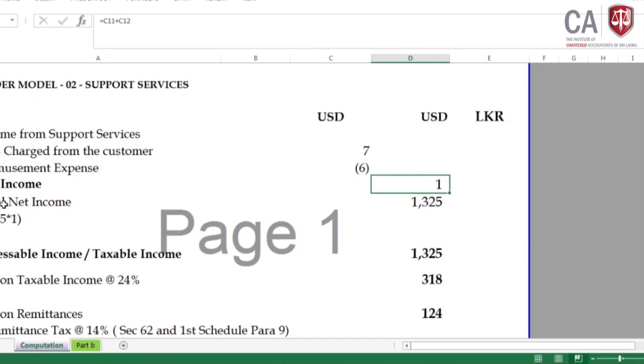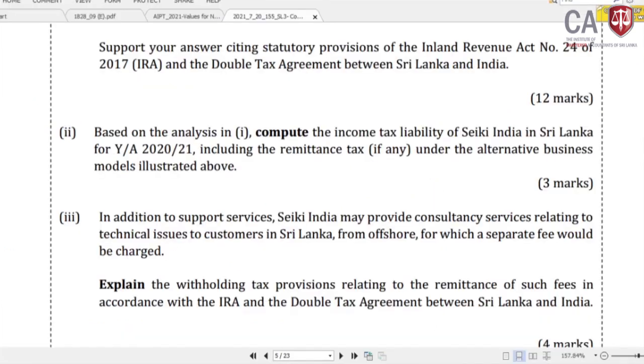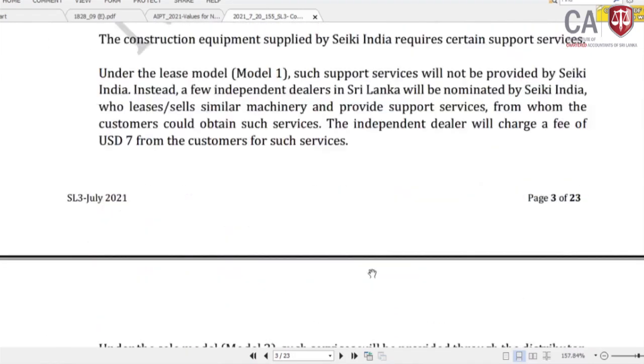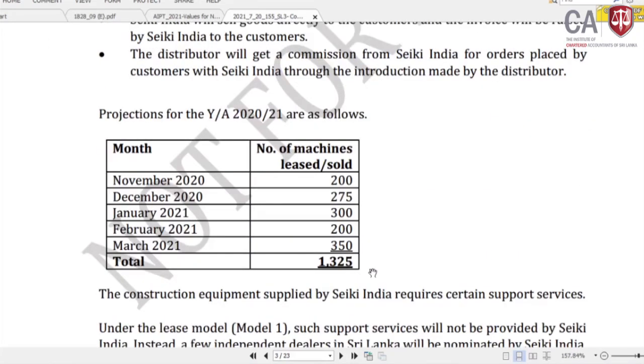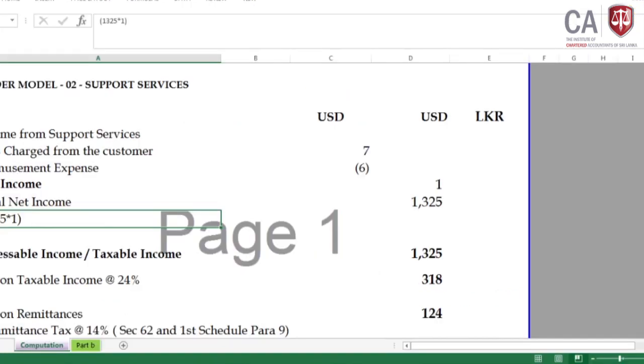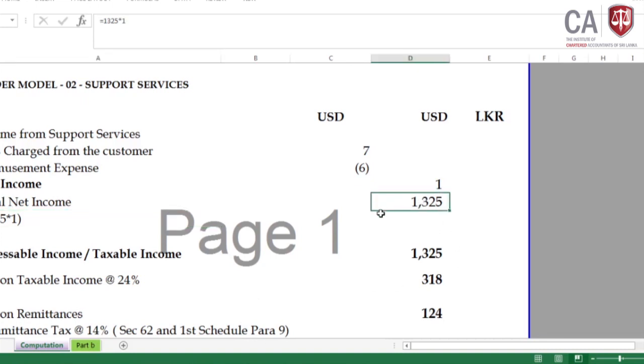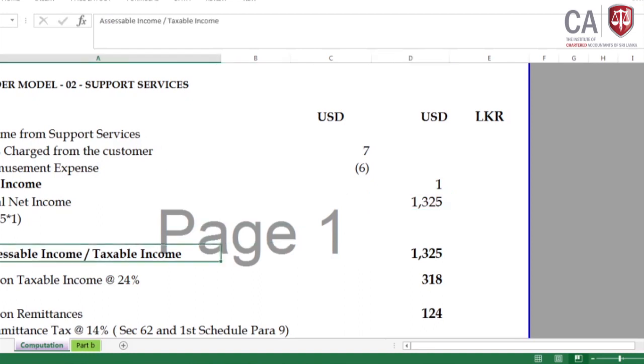Then total net income or profit is the number of machineries in the question. It has given in this table, 1325 machineries were sold. Here it's multiplied by 1, then the US dollar 1325. This is the net income. Any adjustment for the taxation, allowable, disallowable, we don't have any adjustment, no qualifying payments, nothing. Then I have taken this as the assessable income or taxable income both.